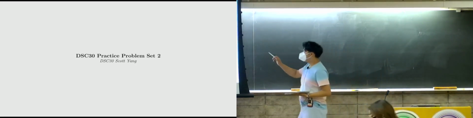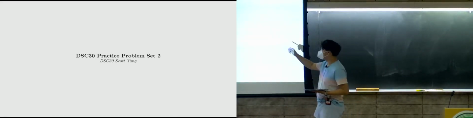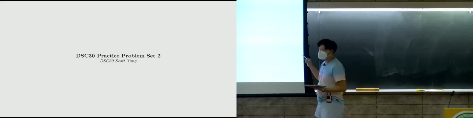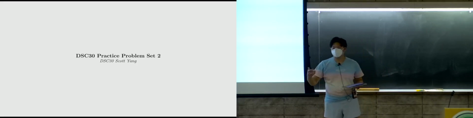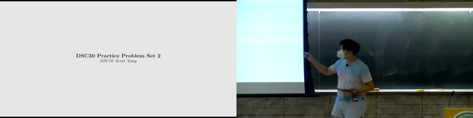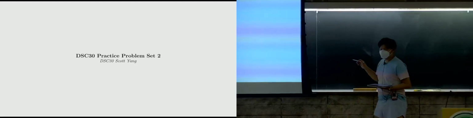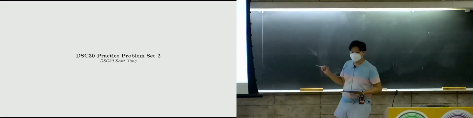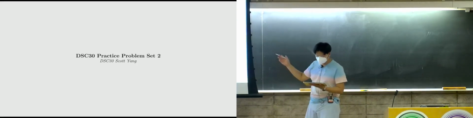So here's the DSC30 practice problem set 2. You probably noticed that we changed the naming of this to practice problem set, because we don't want you to be confused with the other worksheet, which is mandatory, and this one is optional. So this PDF is available in Piazza right now. Feel free to download it and work on it together as I walk through it.